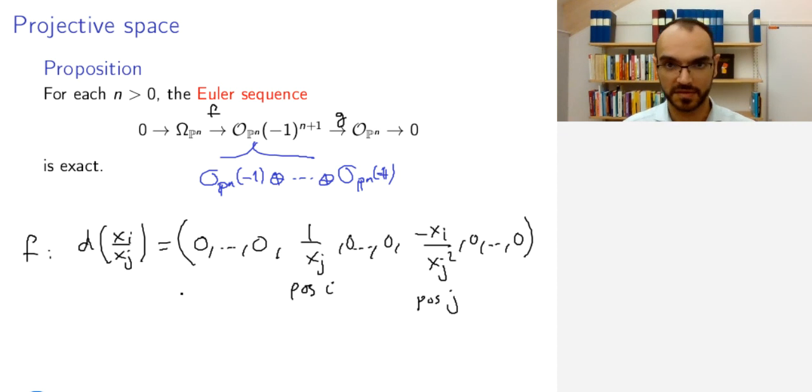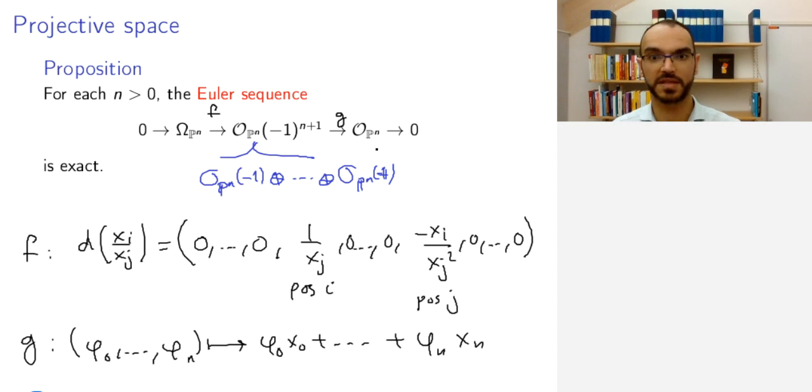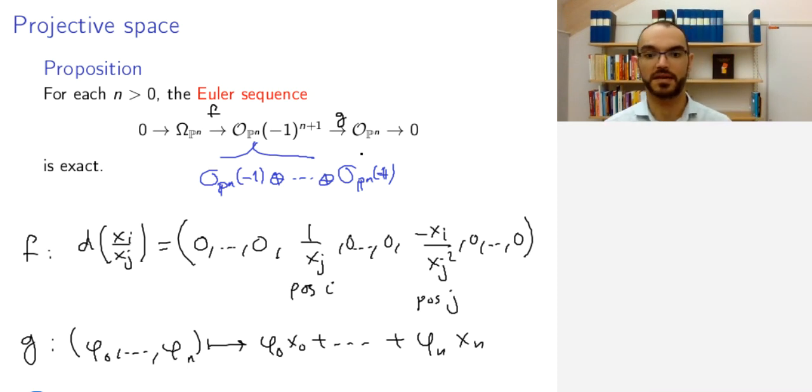At any rate, we define this map in this way, and we define g as taking phi_0 through phi_n to phi_0 x_0 plus etc. plus phi_n x_n. This does away with the minus 1 and gives us something in O_{P^n}. I'll leave it up to you to show that these are well defined and make this sequence exact.